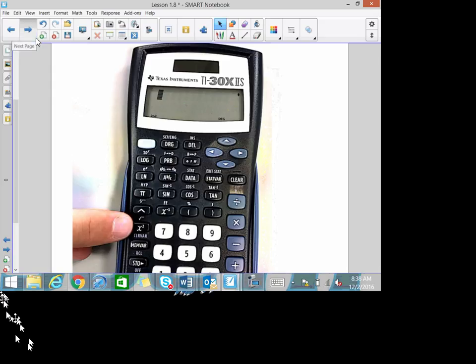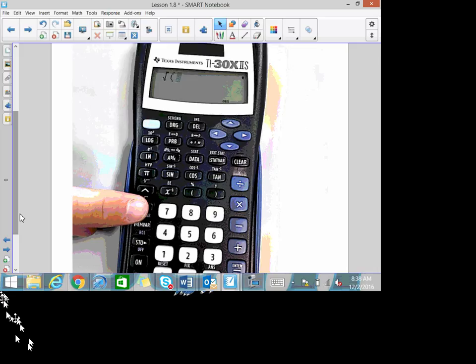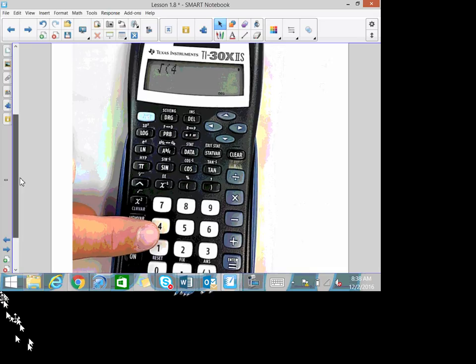And once you hit that, now you should have this little check mark with a parenthesis, and that's your square root. So now you're going to take the square root of whatever number you want. So in the first example we had, it was a square root of 4. So you're going to type the number 4 in your calculator, and your calculator screen should look just like mine. And then once you hit 4, now you just go and hit the enter sign or the equal sign.